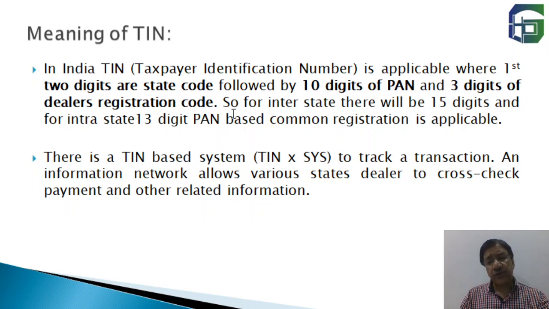So in total it is a 15-digit code. And in case of intra-state supply, the 2-digit state code is not required. Then in that case it will be a 13-digit number. So for interstate there will be 15 digits, and for intra-state it will be a 13-digit PAN based common registration number. So this is the tax identification number.